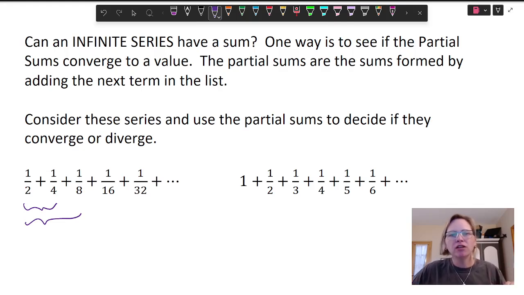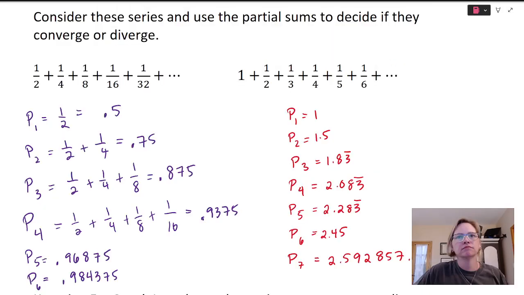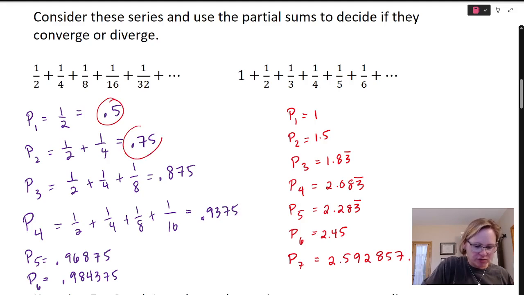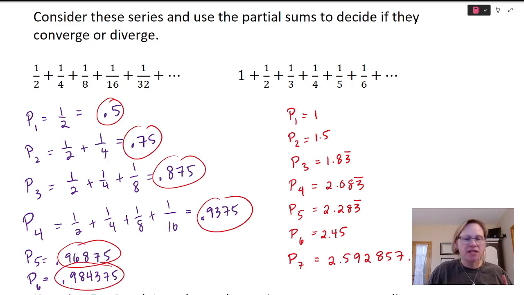If we look at our partial sums, and we're going to use the magic of computers and technology to put these partial sums on the screen. Now that we can see these partial sums for these two series, we can see that for the series on the left, in purple, those partial sums look like they're approaching maybe a value of 1. And so we can say this series seems to be converging to a sum of 1.